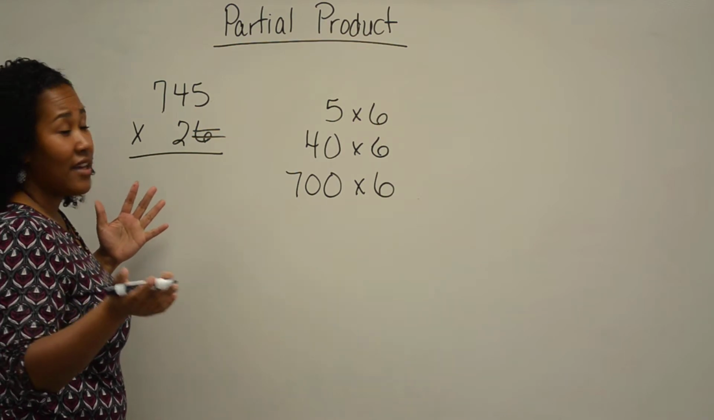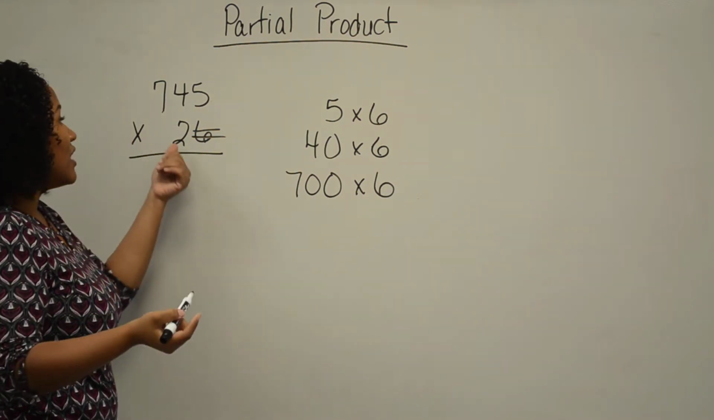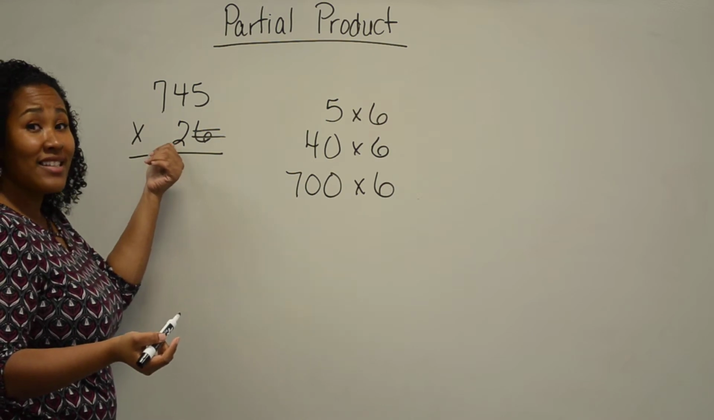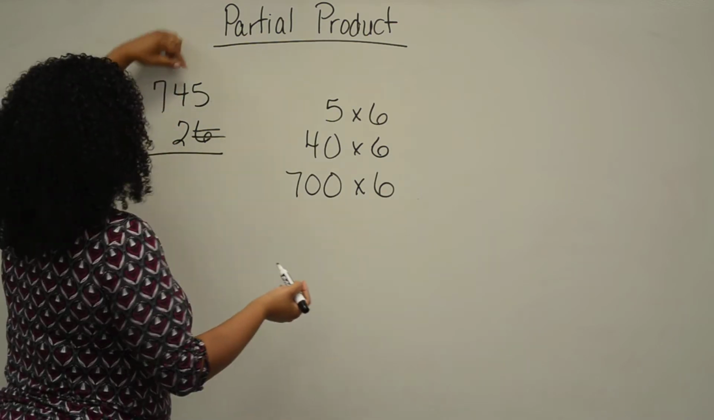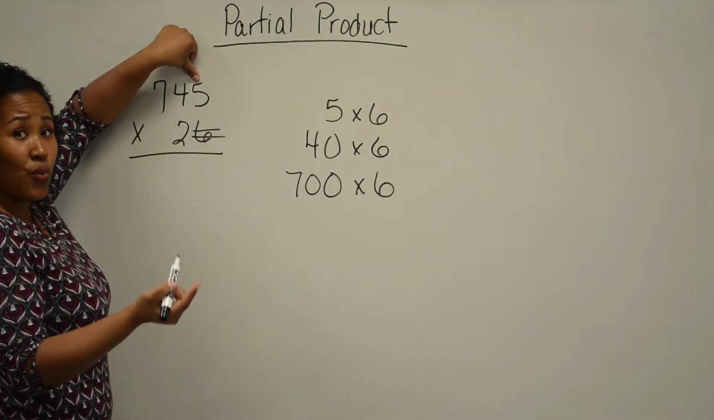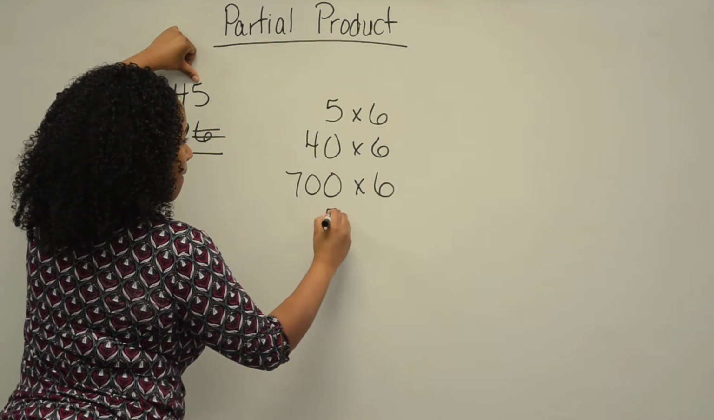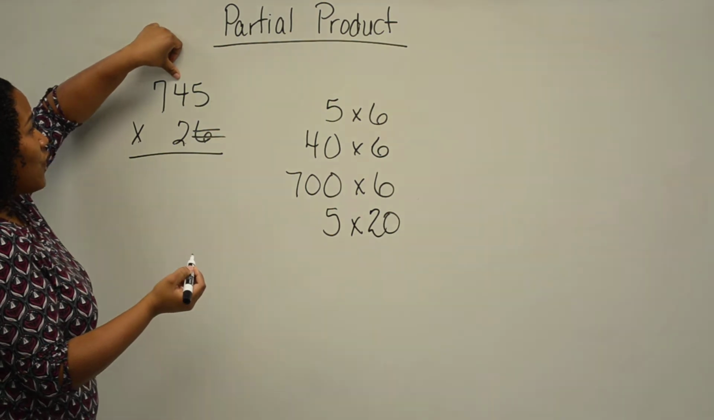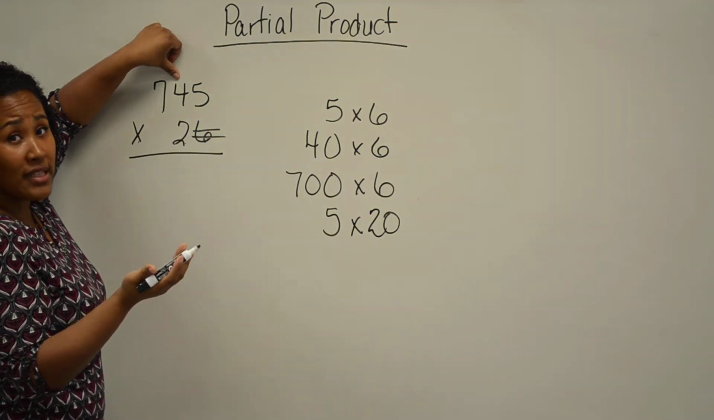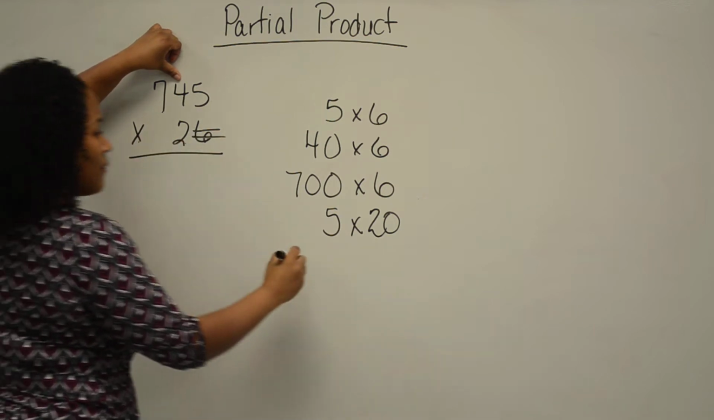We're no longer looking at it, and now we're going to focus on the 2. But you've got to remember, this 2 is not in the ones place. It's in the tens place, so it represents a 20, okay? So let's start here. That's the 5. It's in the ones place, so 5 times 20. Let's go to the 4. Remember, the 4 is in the tens place, so it's a 40. 40 times 20.